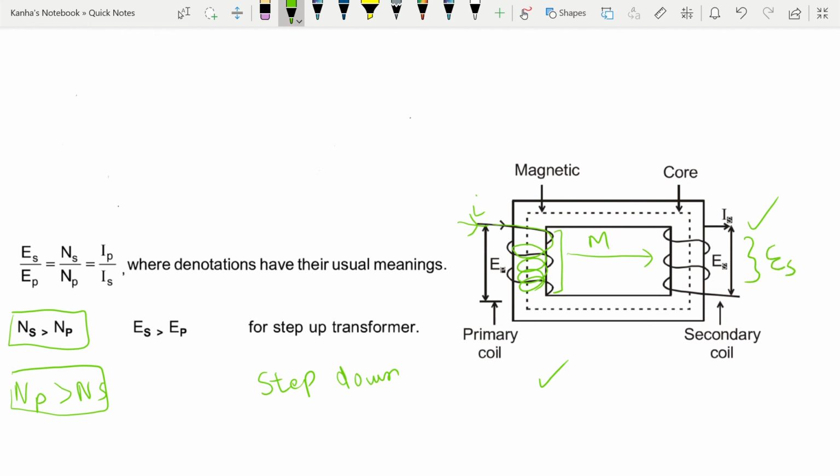and this will generate an EMF which is denoted by ES. Here the EMF is denoted by EP. What you notice for a step up transformer is that the number of turns in the secondary coil is greater than the number of turns in the primary coil. Also, the EMF generated in the secondary coil is greater than the EMF in the primary coil. Next thing that you should notice, this will be the case for a step down transformer.